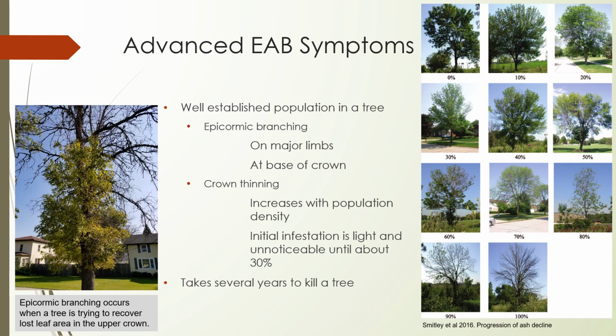As thinning decreases the number of leaves that are emerging in the crown, the tree responds by producing epicormic branches. These adventitious branches tend to sprout on the trunk below the crown and will produce leaves that compensate for those lost from above. Epicormic branching occurs during the later stages of emerald ash borer infestations, as the tree's crown has continued to thin due to increasing boring larvae numbers.